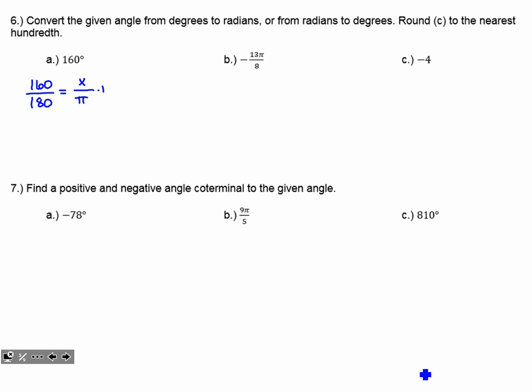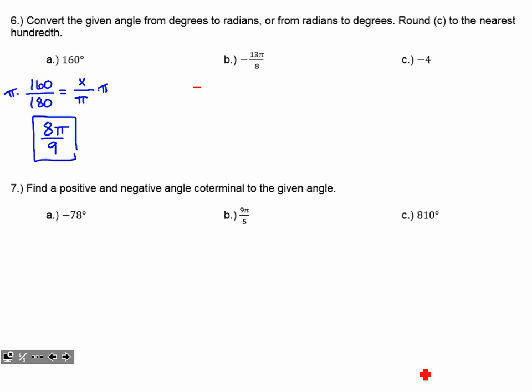To solve for x, I would simply multiply both sides by pi and simplify the fraction. 160 divided by 180 is going to be 16 over 18. That's 8/9. So I've got 8 pi over 9 for a radian angle. And again, some of that simplifying fractions could be done in a calculator if needed.